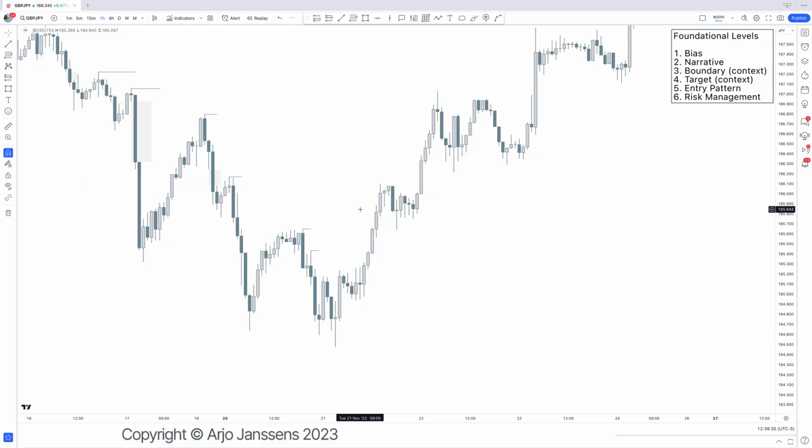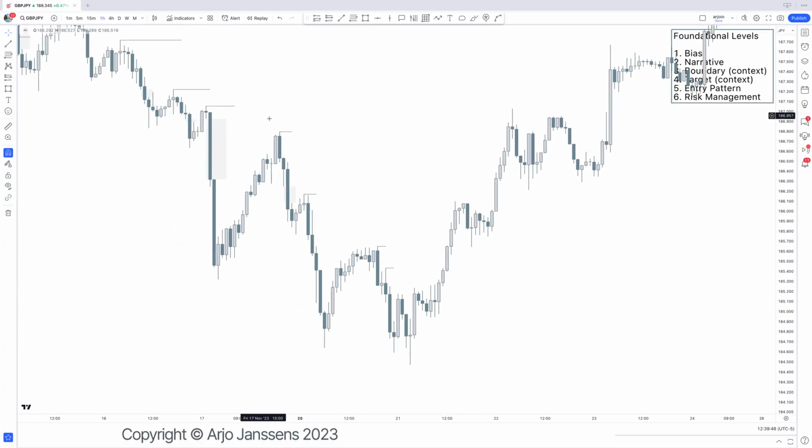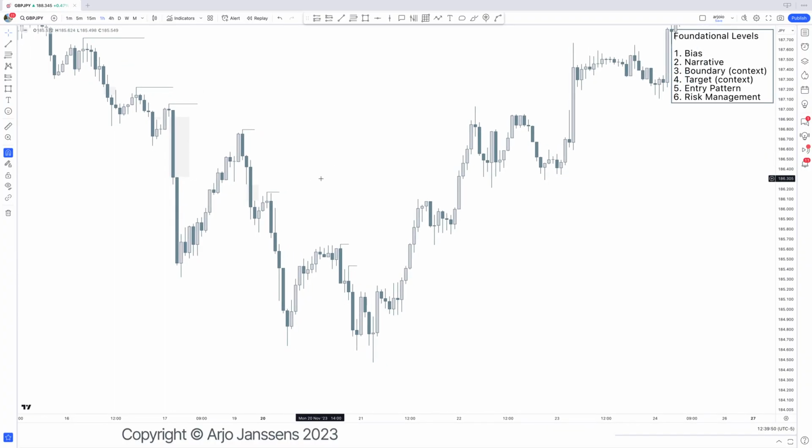Because I think we can all understand that order flow just doesn't come out of thin air. It's not that we have one leg higher or one leg lower and all of a sudden we have order flow. No. So how can we confirm order flow? Well, first of all, we need to understand the higher picture. If we don't understand the higher picture, then we can't understand order flow.